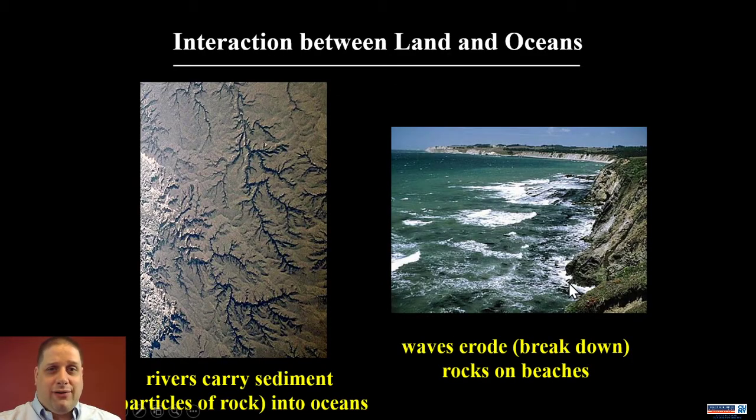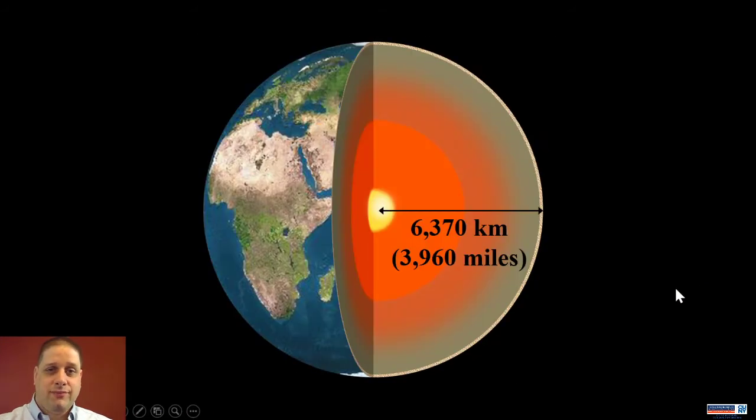Here's an example of an interaction between the land and ocean. So we have rivers carrying sediments, which are just broken up particles of rocks, into the ocean. And we have waves eroding and breaking down rocks on the beach, right? So another interaction between the water on the planet and the land surfaces.